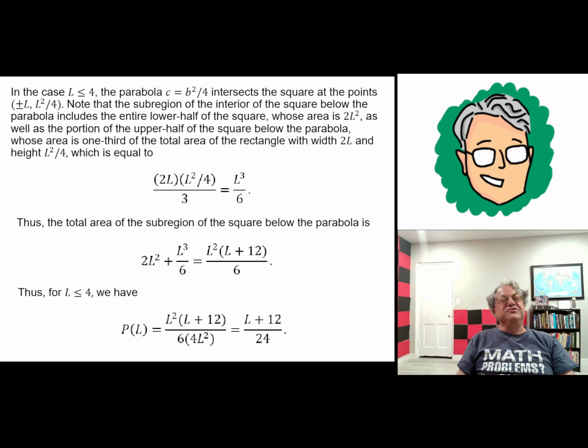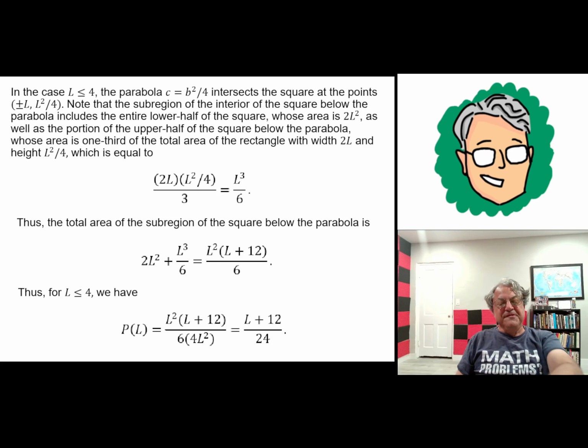So we get 2L squared plus L cubed over 6, which if you simplify that, you get L squared times L plus 12 all over 6. And now we have to divide that total area by the total area of the square, which is 4L squared. And if you do that, that's equal to P of L. And if you simplify that, you get L plus 12 over 24. So that is the formula for P of L when L is less than or equal to 4.